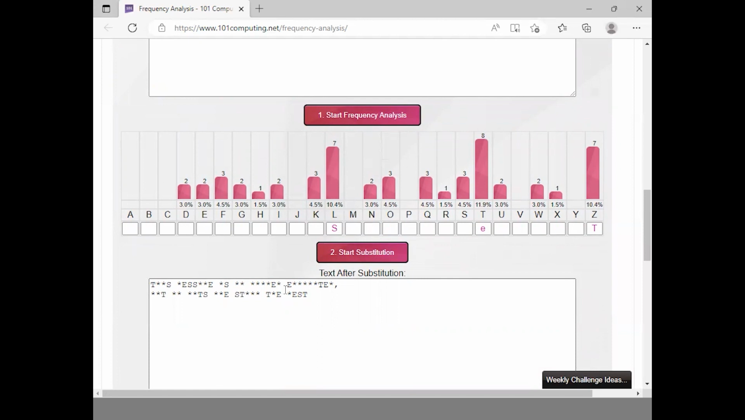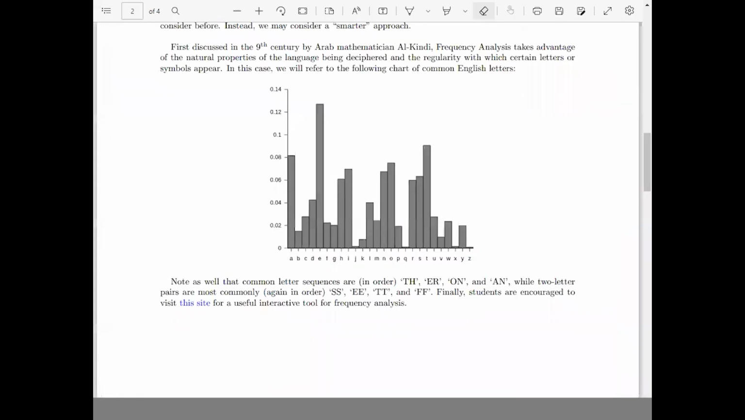We don't know what letters map to what. We just know because it was written in English, there's a certain expectation that can reasonably be maintained.